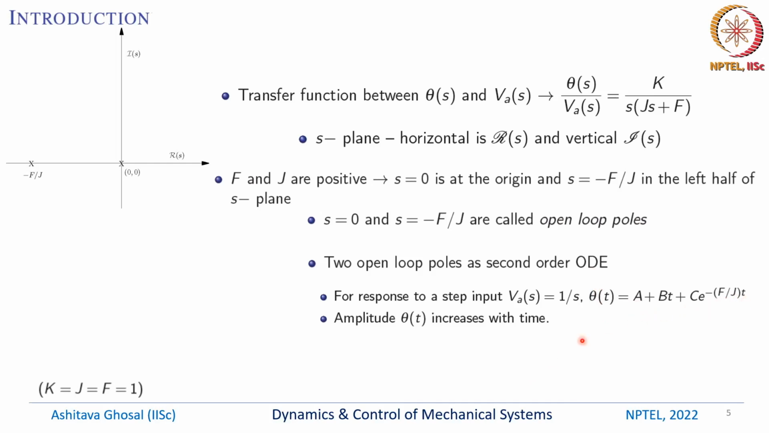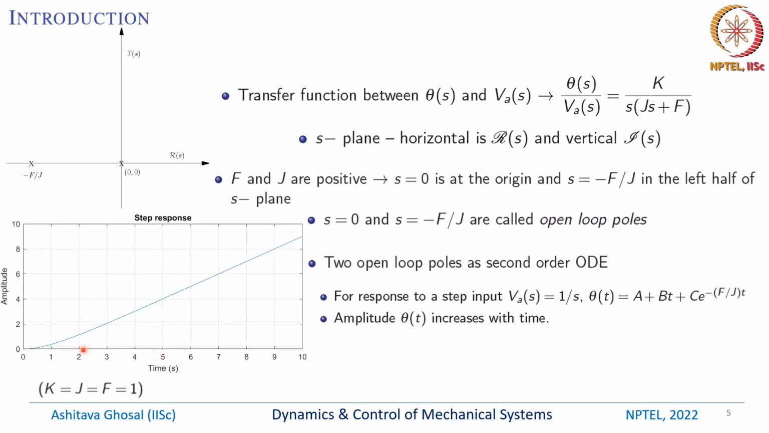So we can plot now theta of t as a function of time, and you can see that this amplitude theta of t will increase with time. So it looks like this. Initially there is a small exponential portion. After that this linear term dominates, and we can see that it is increasing linearly with time.